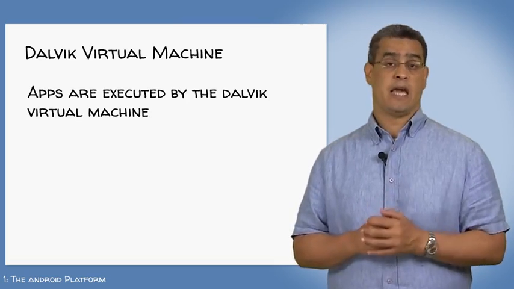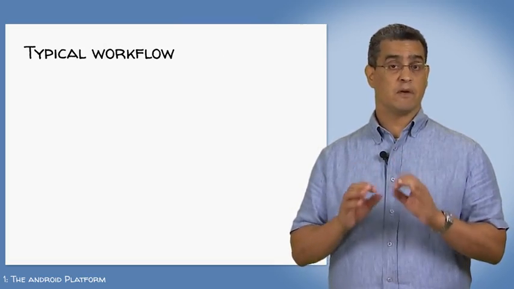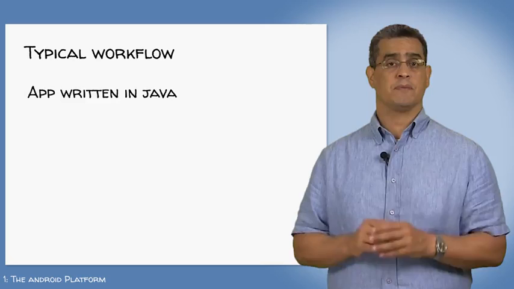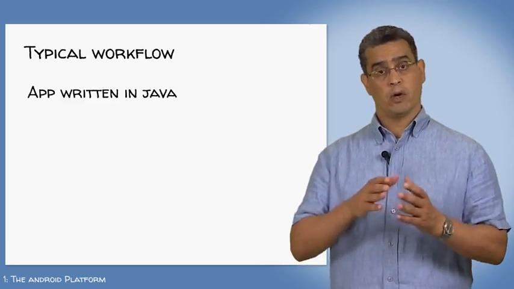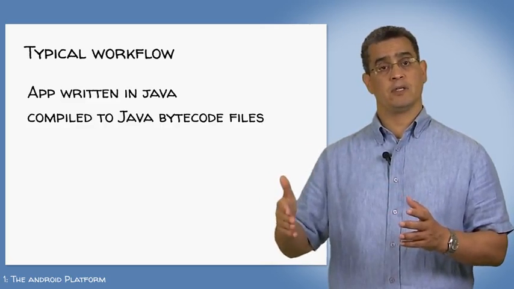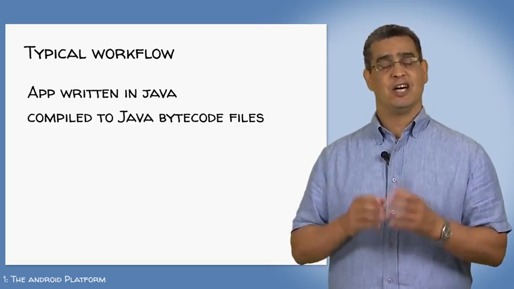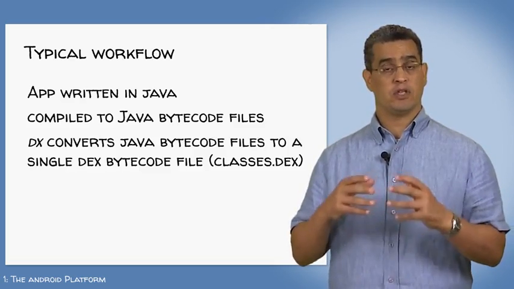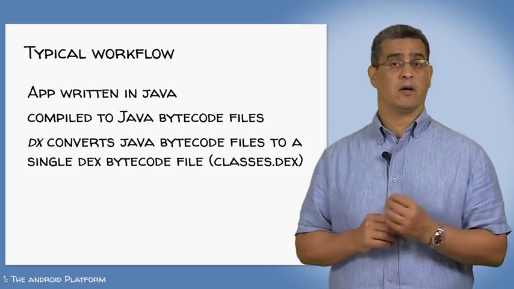But in fact, that's not the case. What typically happens is that developers first write their applications in the Java programming language. Then a Java compiler will compile the Java source code files into multiple Java bytecode files. Next, a tool called DX transforms the Java bytecodes into a single file of a different bytecode format called DEX.